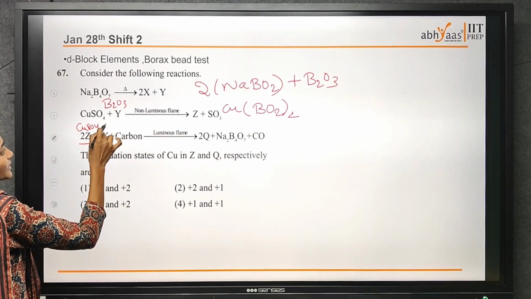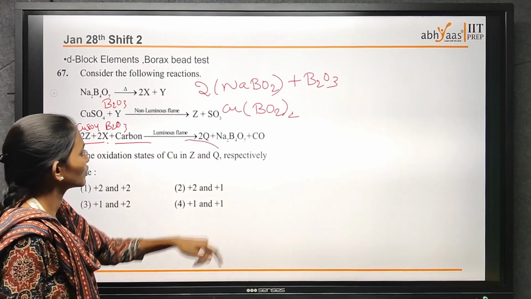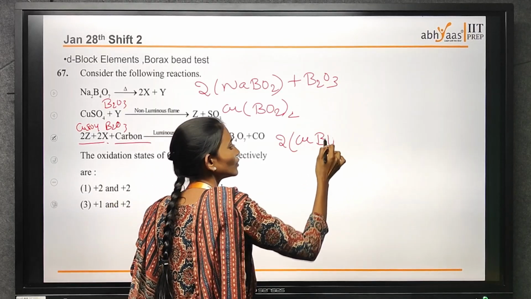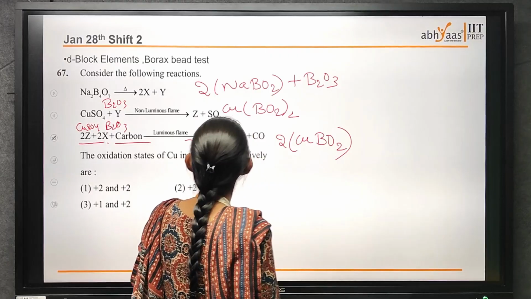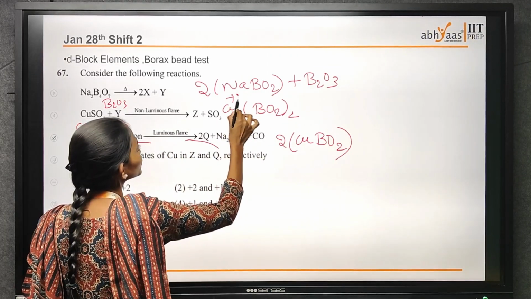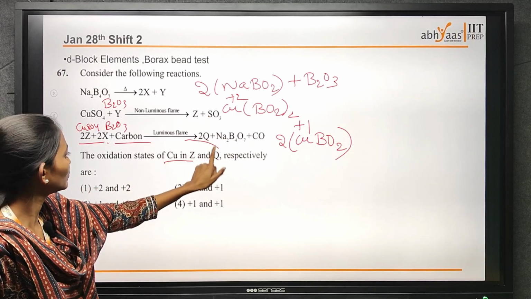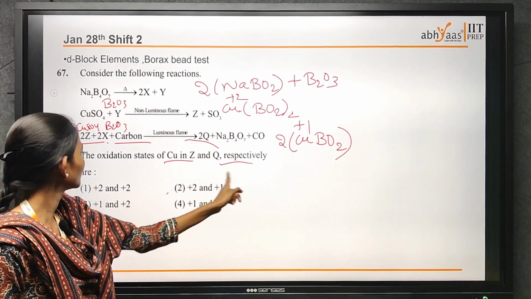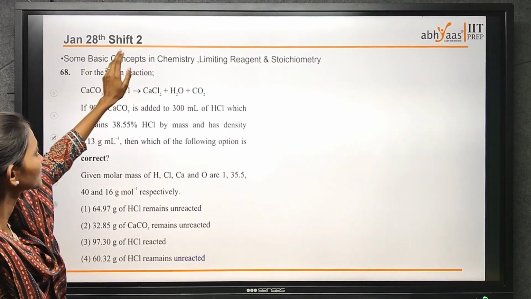So 2Z, 2X, that means CuSO4 and B2O3 upon carbon, you are getting 2Q molecule. 2Q means Cu(BO2) taken twice, we are getting that molecule. So here what is happening? Plus 2 to plus 1 oxidation state, right? So they are asking the oxidation state of copper in Z and Q respectively. That means plus 2 and plus 1. So hence option 2 will be your answer. Moving on to next question. This question is from some basic concepts in chemistry.